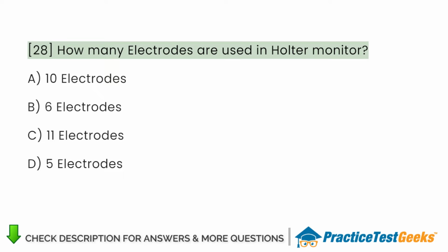How many electrodes are used in Holter monitor? A. 10 electrodes. B. 6 electrodes. C. 11 electrodes. D. 5 electrodes.